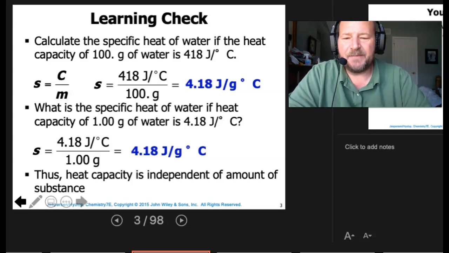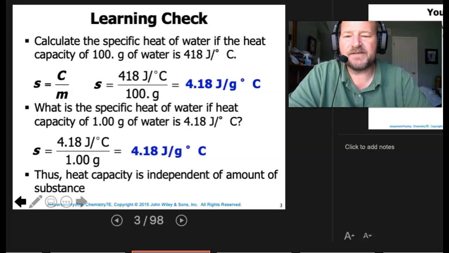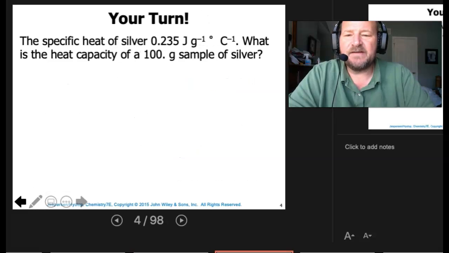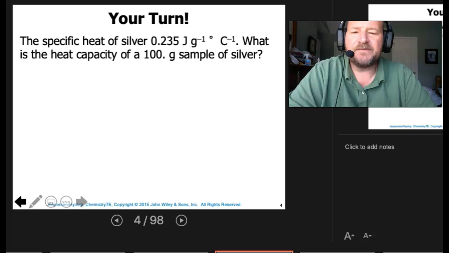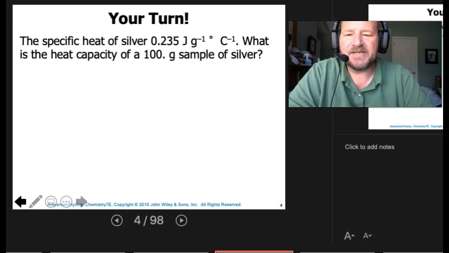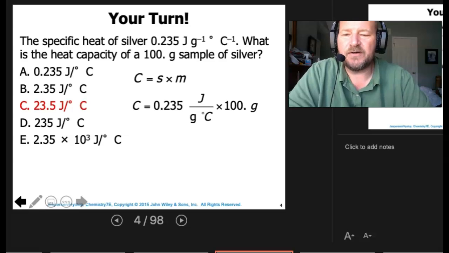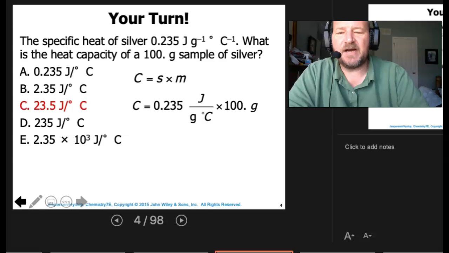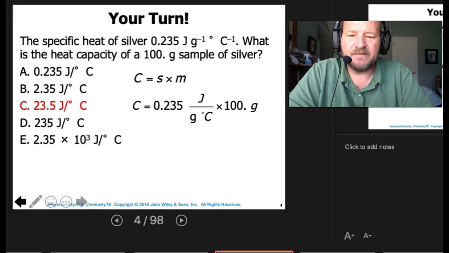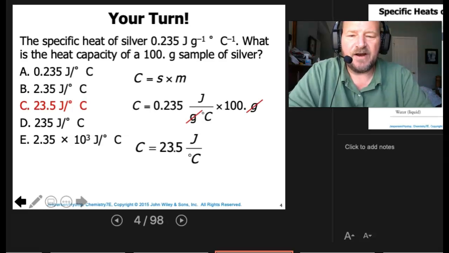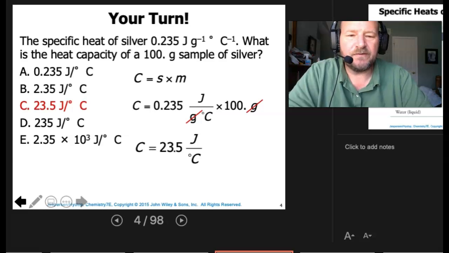So heat capacity then is independent of the amount of the substance. So it doesn't matter how much of the substance we have, right? The specific heat of silver is 0.235 joules per gram degree C. What is the heat capacity of 100 gram sample of silver? So of course here you can multiply through by the 100 grams and it tells us it's going to be 23.5 joules per degree C. So again, capacity would equal specific heat times mass. You can take that specific heat times the mass, plug those in, and that gives us the 23.5. Here we can see the grams cancel out, and we're left with joules over degree C.